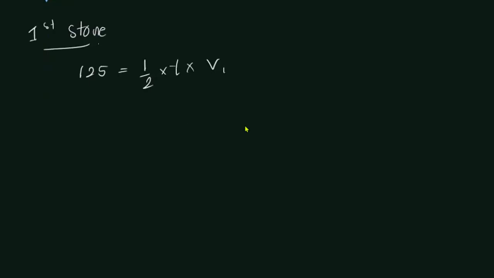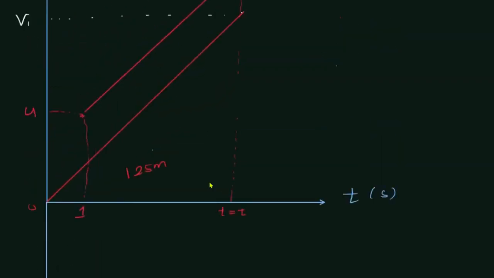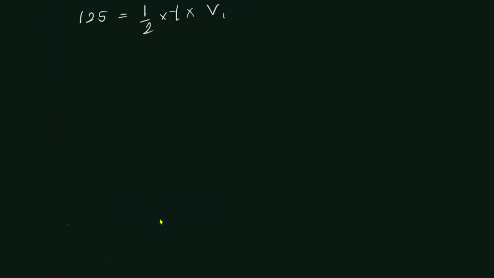How? By using the equation: gradient is equal to tan theta. Tan theta is opposite over adjacent. Opposite is v1 over t. So tan theta is the gradient, which is g. So v1 over t equals g, and obviously we get v1 as gt.